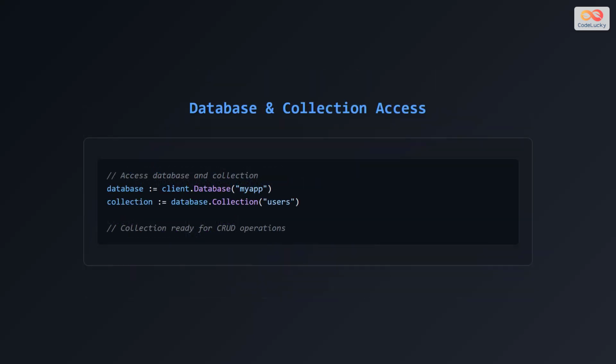Once the connection is established, you can access a specific database and collection within MongoDB. To access a database, use the client.Database function, providing the name of the database you want to access. For example, MyApp. Then, to access a collection within that database, use the database.Collection function, specifying the name of the collection. For example, users. Now the collection is ready for performing CRUD operations.